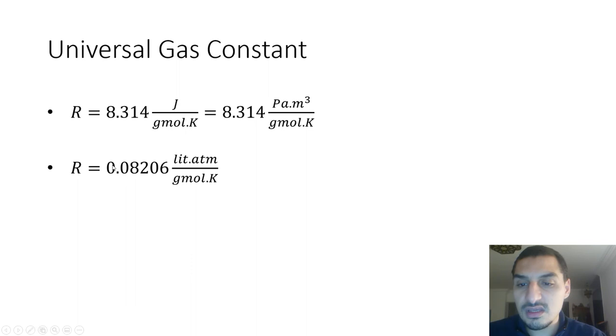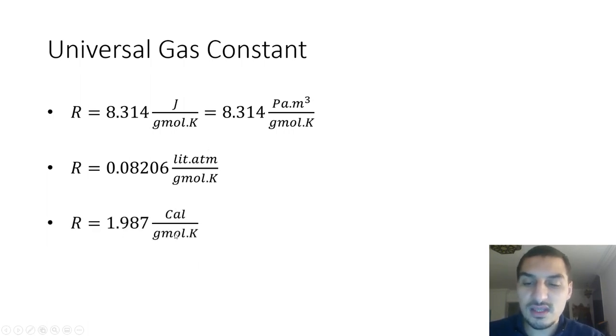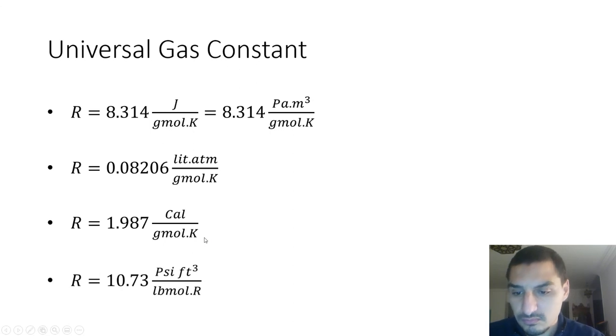The same for this, but it's 0.082, instead of Pascal it's liter atmosphere, and instead of meter cube it's liter. There is the value of 1.987, which is calorie per mole Kelvin, and 10.73 in British units, which is psi foot cube per pound mole Rankine. So this is important to know, and this is the thing that adjusts the units of the equation. So once you put the value of R, you should know which units of the other parameters to use.